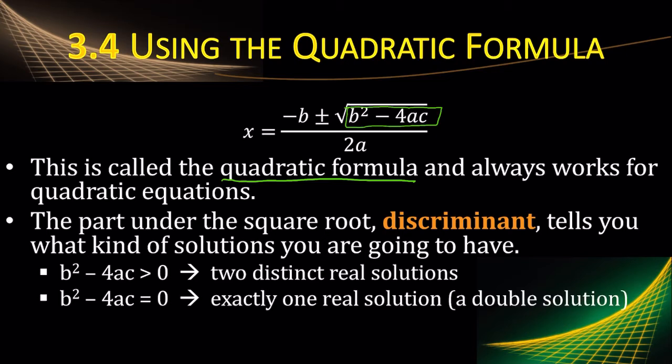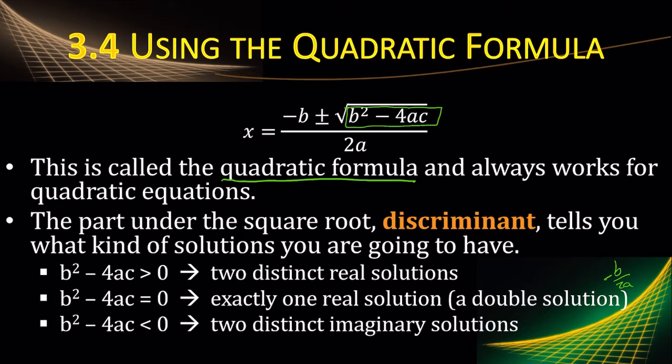If the discriminant is 0, we'll have the square root of 0, which is 0. So we'll just have exactly one real solution, which would actually simplify to be negative b over 2a, because the square root part's 0. And if the discriminant is negative, we'd be taking the square root of a negative answer, which is imaginary, and we have the plus and minus, so we'd have two distinct imaginary solutions.